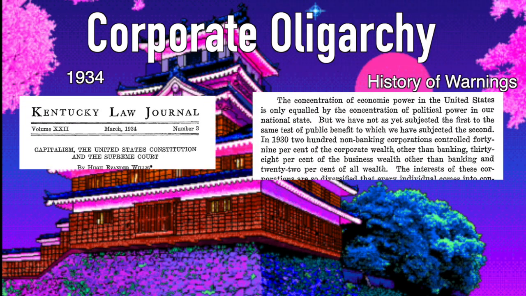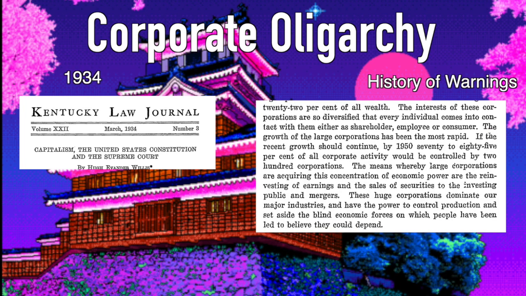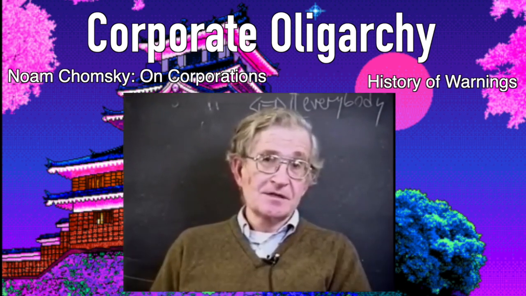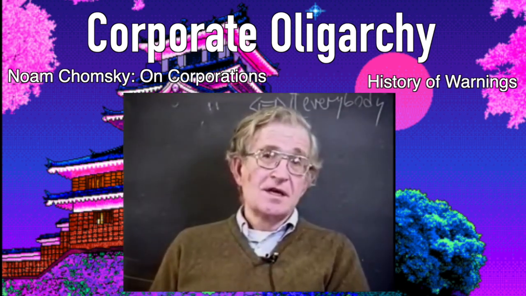A 1934 article from the Kentucky Law Journal also warned of this dangerous future where a few corporations controlled everything. The author warned that by 1950, about 200 corporations would be controlling production and dominating the industries. They would be concentrating their wealth and their economic power. Today, the conditions are even worse than that. And here's what renowned scientist, historian, and philosopher Noam Chomsky has to say about it.